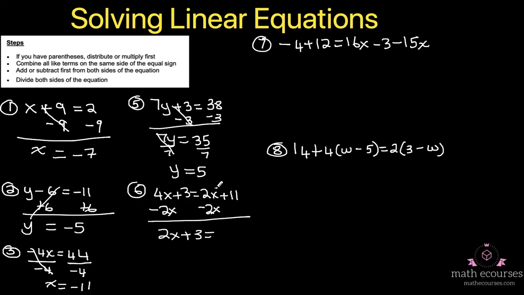2 minus 2 is 0. That is what you want. So that's going to cross out. And then drop this with the sign in front. Now, if it's positive, you don't need to write a plus in front of it. However, if it would have been a negative, I would have needed to do that.